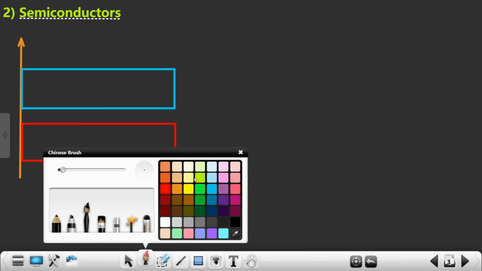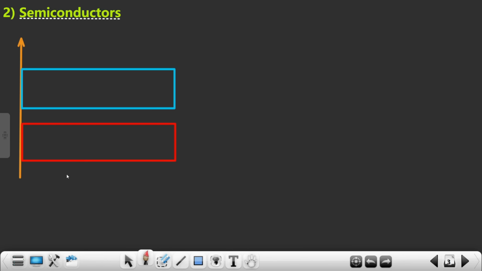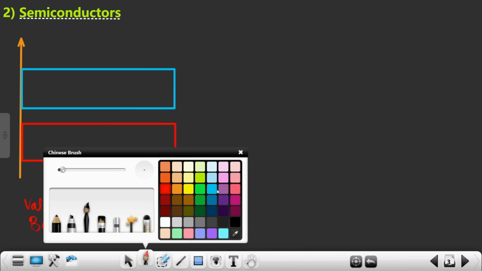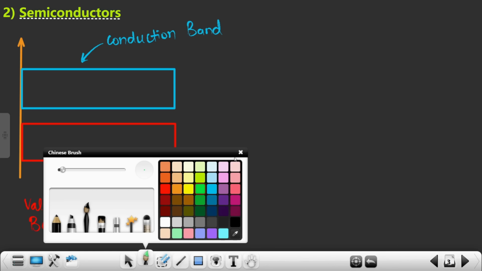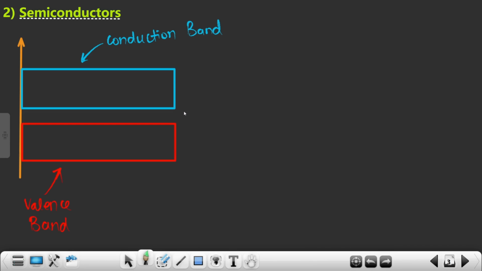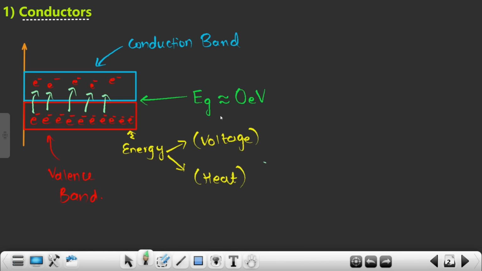Again, this is our valence band. This is my valence band, and this is my conduction band, okay. And over here the Eg that is available, that is the forbidden energy gap, is quite high as compared to the energy gap which was present in case of conductors.